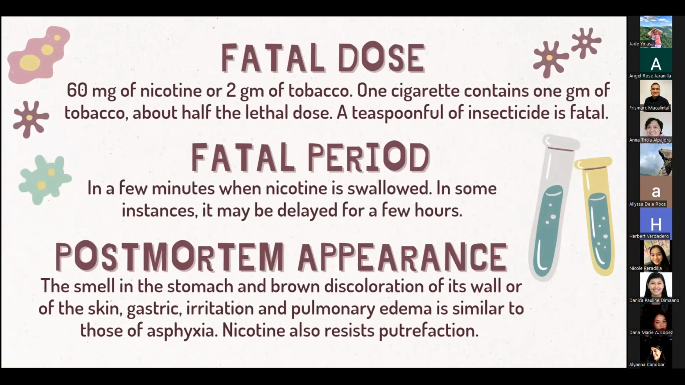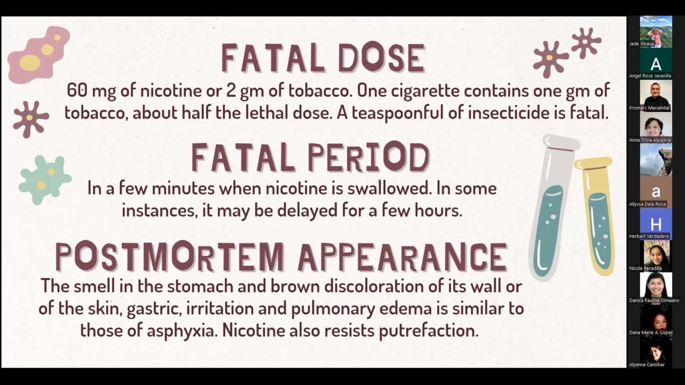Next slide, for the fatal dose. So for nicotine to be fatal, it must be around 60 milligrams or 2 grams of tobacco. One cigarette contains 1 gram of tobacco, which is about half the lethal dose. A teaspoonful of insecticide is fatal. For the fatal period, it is in a few minutes when nicotine is swallowed; in some instances, it may be delayed, or the effects of the poison may be delayed for a few hours.